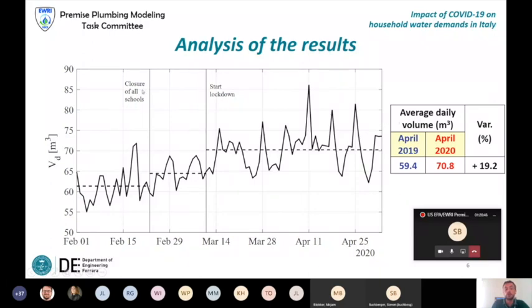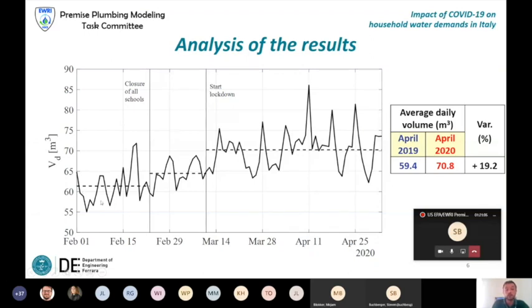In particular, here I'm also showing two important dates. The first one was the closure of all schools and university in the DMA considered. That was around the end of February. The second one, on the 11th of March, was the beginning of the real lockdown in Italy.